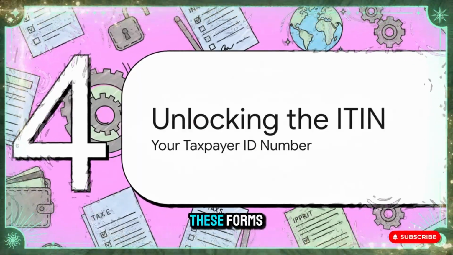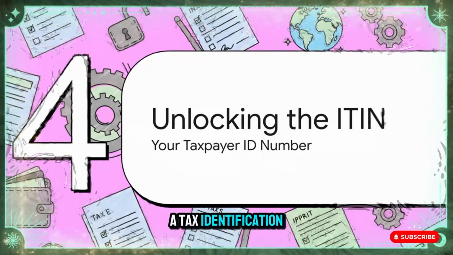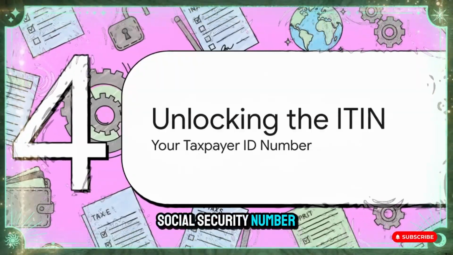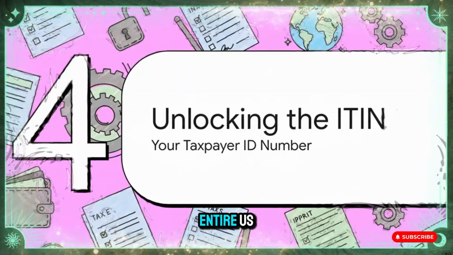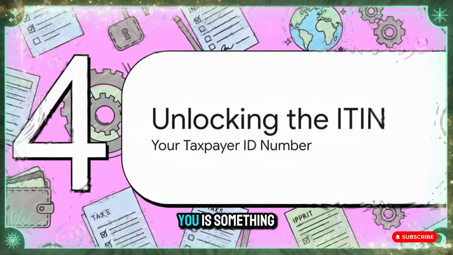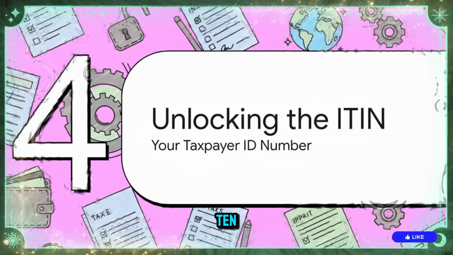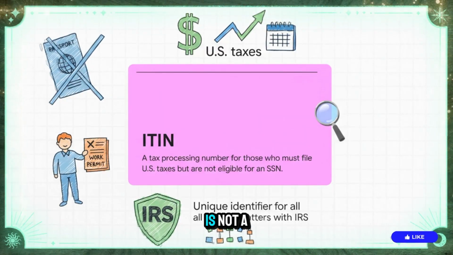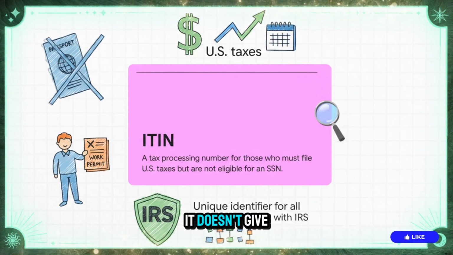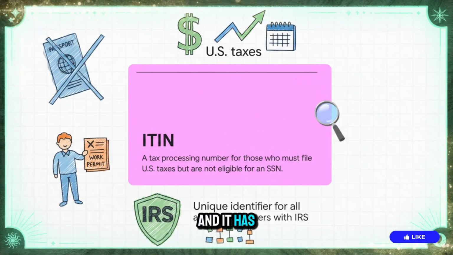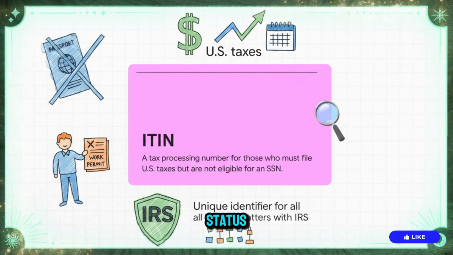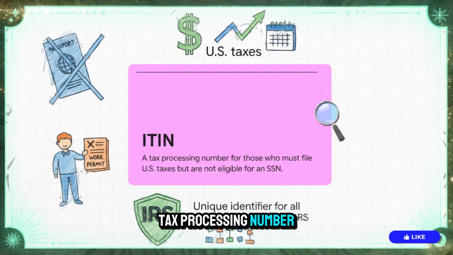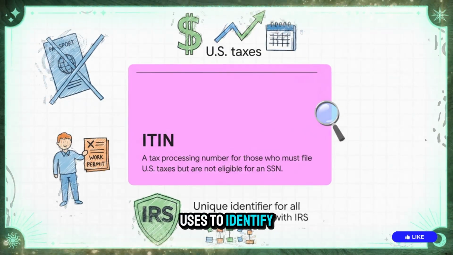Now, to file any of these forms, you're going to need a tax identification number. If you're not eligible for a social security number, then the key that unlocks the entire US tax system for you is something called an ITIN. So let's be crystal clear, an ITIN is not a social security number. It doesn't give you permission to work, and it has nothing to do with your immigration status. It is purely and only a tax processing number that the IRS uses to identify you.